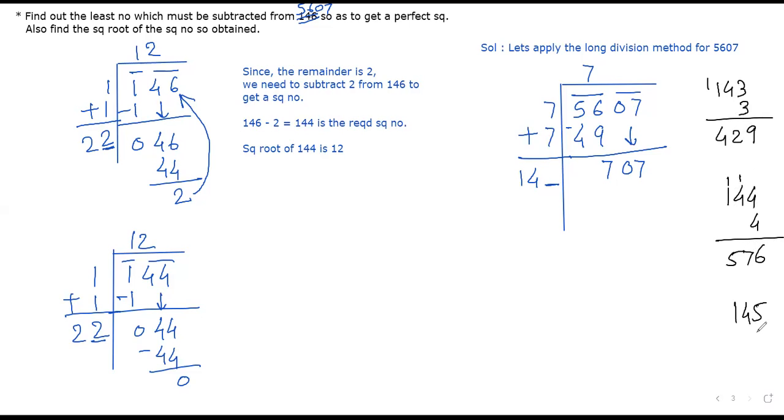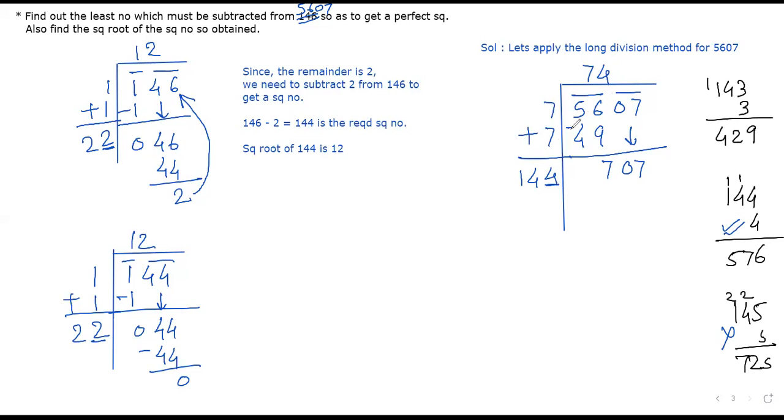Let me take 145 5s are. 5 5s are 25, 5 4s are 20 and 2 is 22, 725. Is it possible to subtract 725? No, sir. So what should I go for? 570.